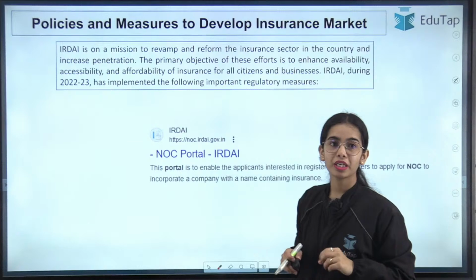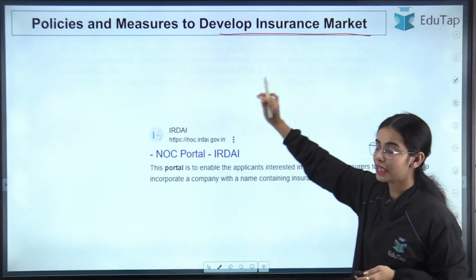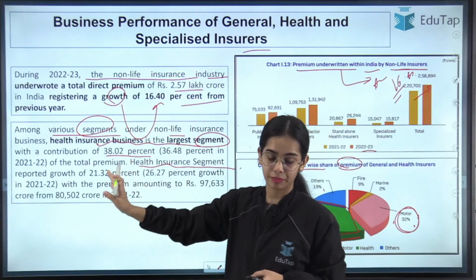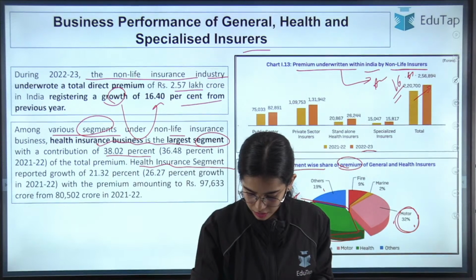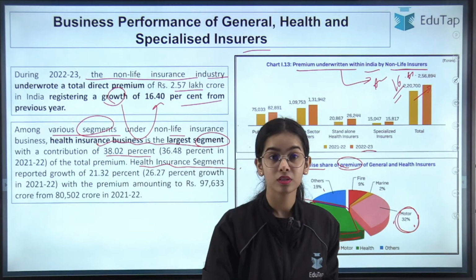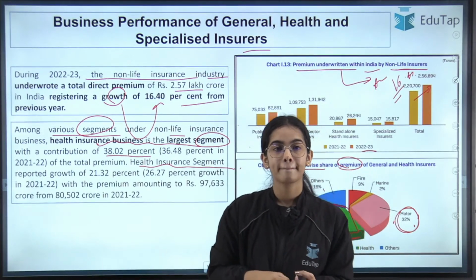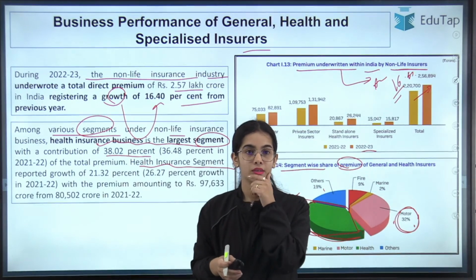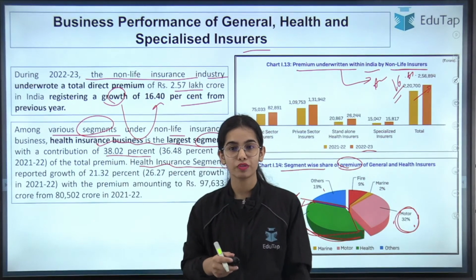Okay. Now coming to the next topic, policies and measures to develop the insurance market. Till now, if anyone has any confusion, kindly tell me, then I will move forward. Any confusion? Any confusion anyone? No confusion? Okay.